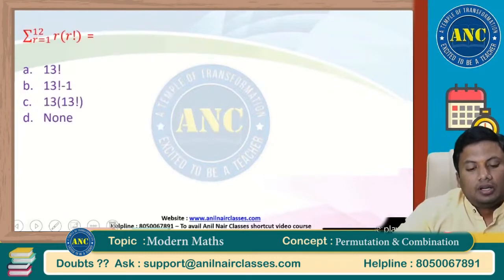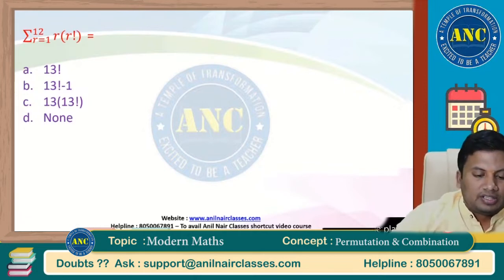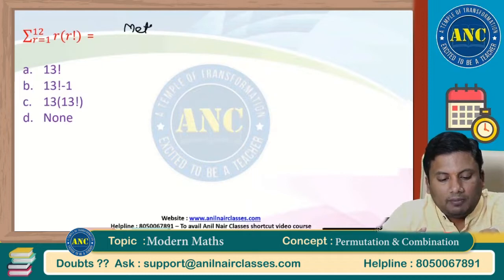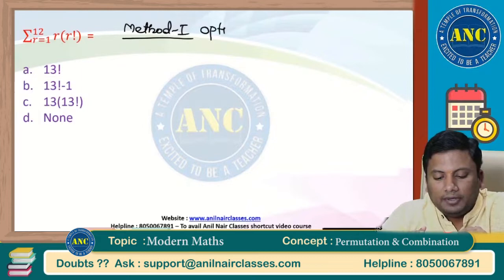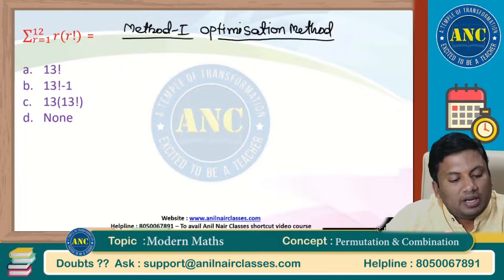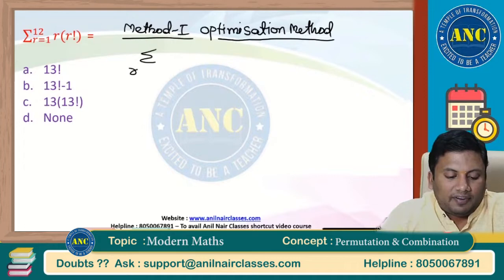Next one. Based upon this, an original CAT question came. Summation r equivalent to 1 to 12, r into r factorial. You can solve this problem in multiple methods. Method number 1: the optimization method. What is the optimization method? Listen carefully. The question's summation is till 12, and all the options are 13 factorial. I will forget about 12 and take it as 3.